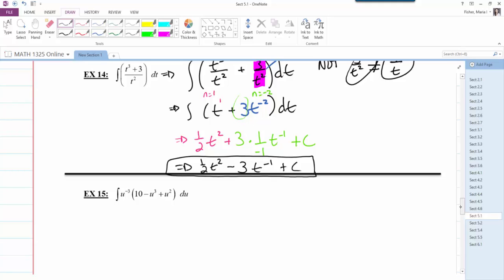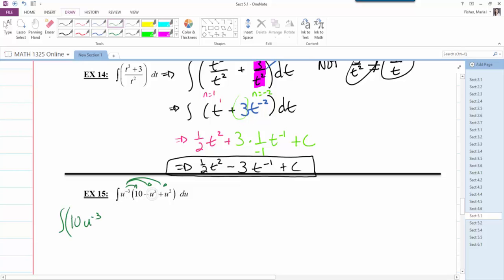Well, again, with this, we have not learned anything about multiplication. So what we need to do is rewrite this first. In order to rewrite this, we would distribute u to the negative third to all three of those terms. So we're going to distribute u to the negative third to all three terms. Therefore, we get the integral of 10 u to the negative third.